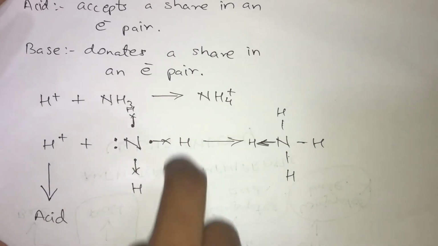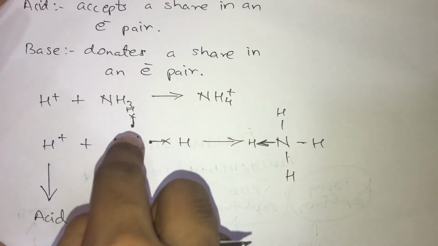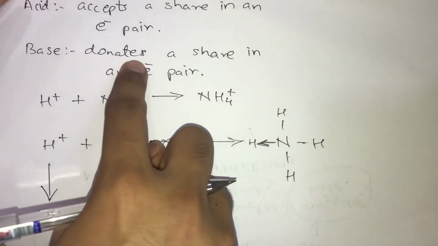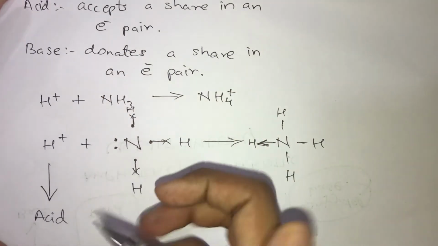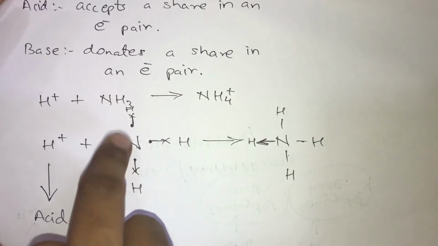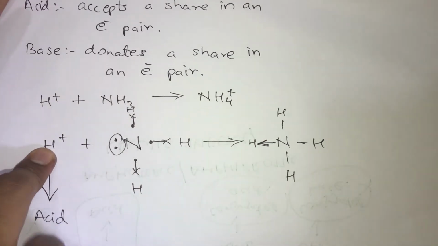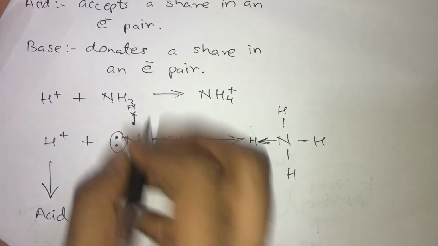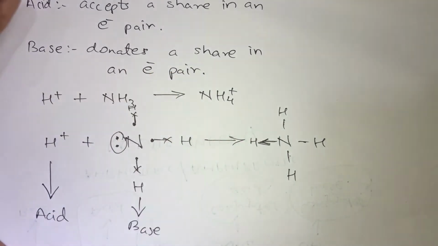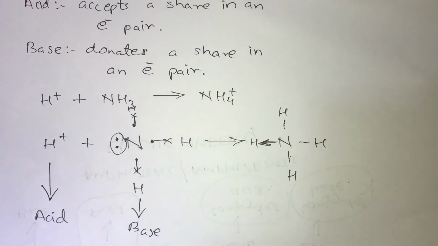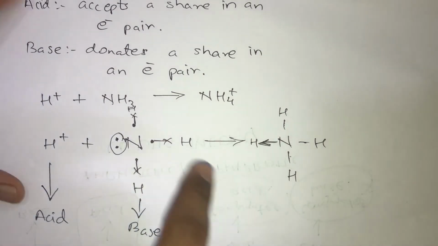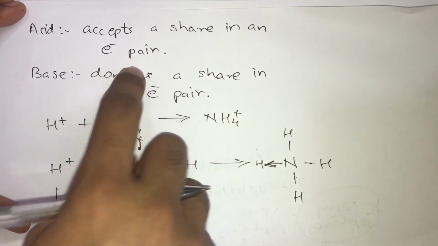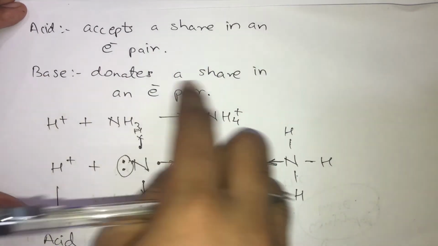Whereas this complete NH3 donates a share in an electron pair. It is donating a share to this H plus in an electron pair. Therefore this becomes your base. Okay, so this is how Lewis theory tells us that an acid accepts a share in an electron pair and a base donates a share in an electron pair.